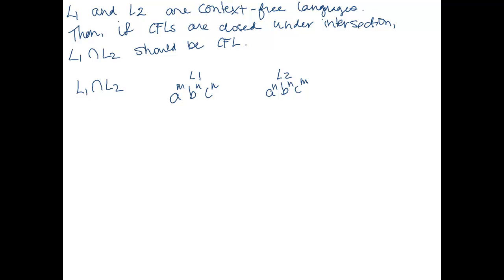In order to be in L1, the number of B's and C's has to be the same. And in order to be in L2, the number of A's and B's has to be the same. So in order to be in both languages, in the intersection, the number of A's is equal to the number of B's, and the number of B's is equal to the number of C's. Let's write this way. This is L1 intersect L2.